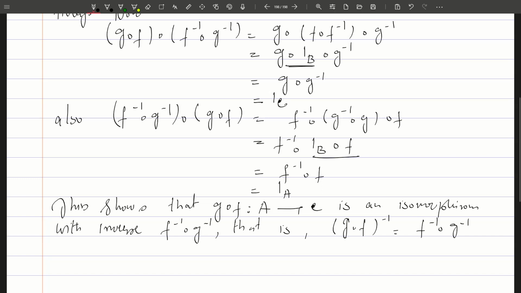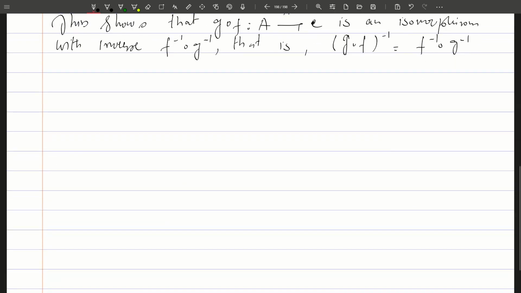Now we are going to define the product of two objects in a category. So we have the definition.